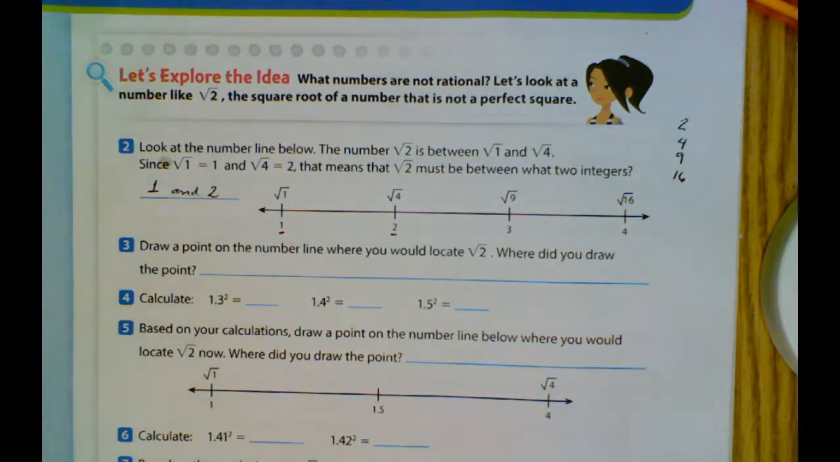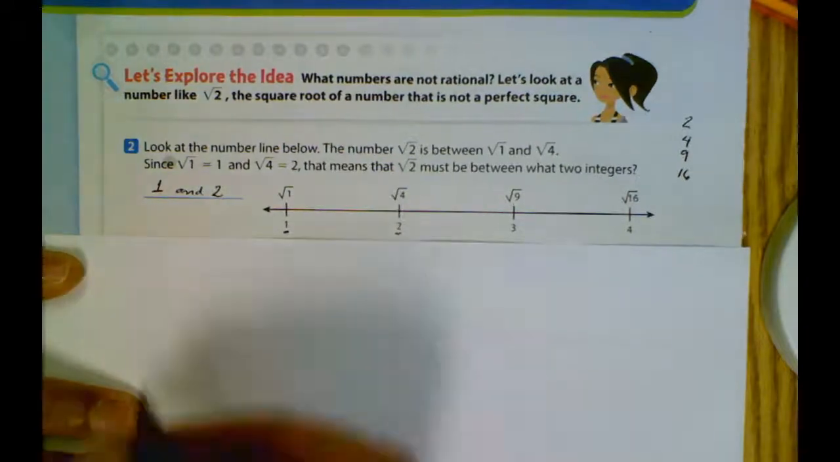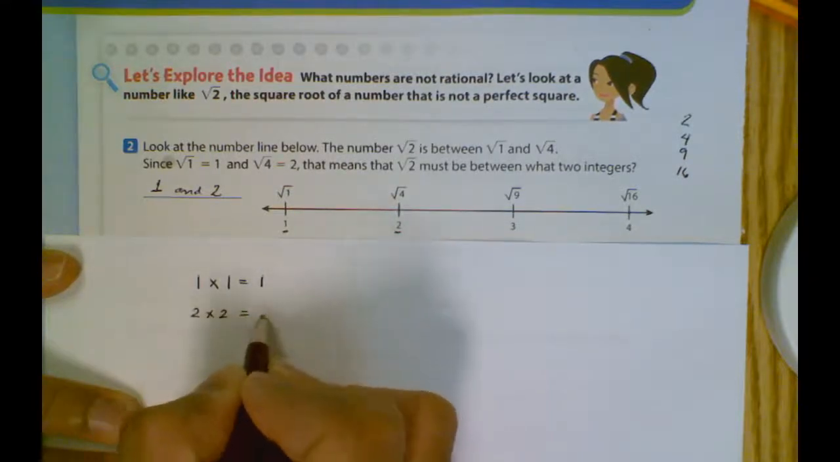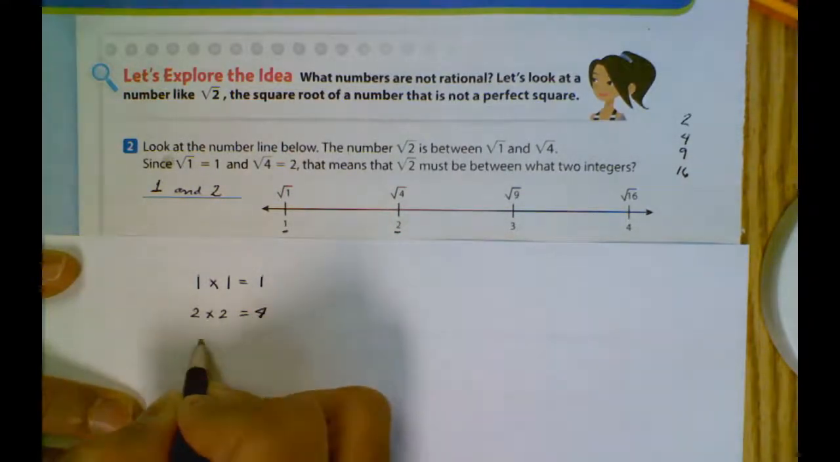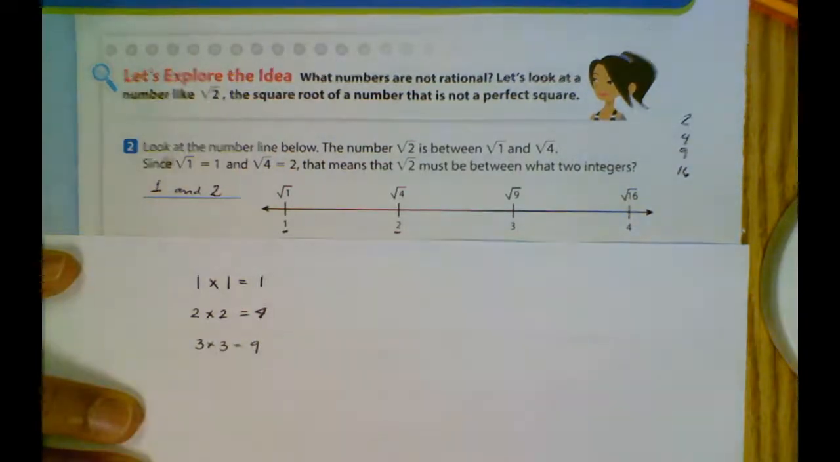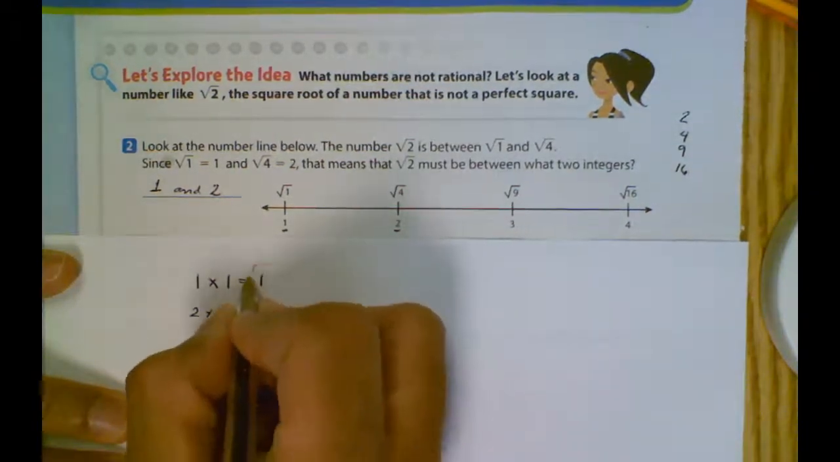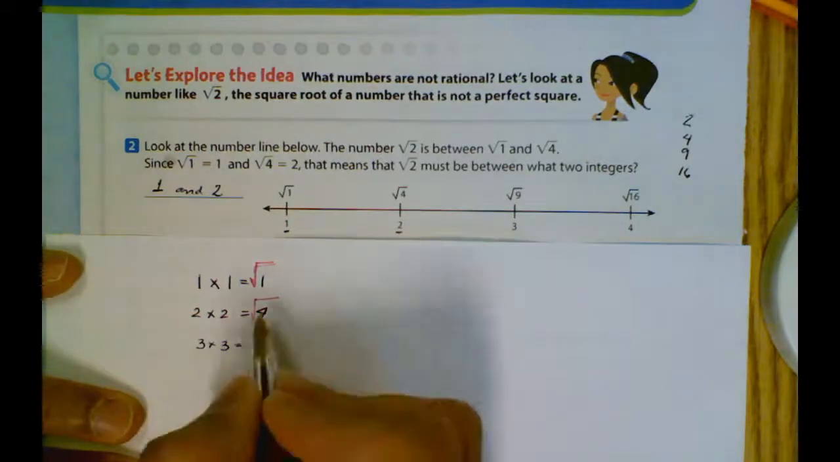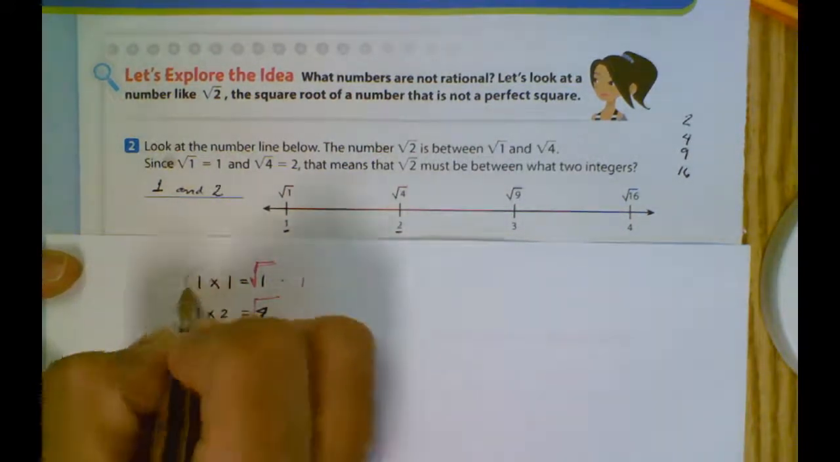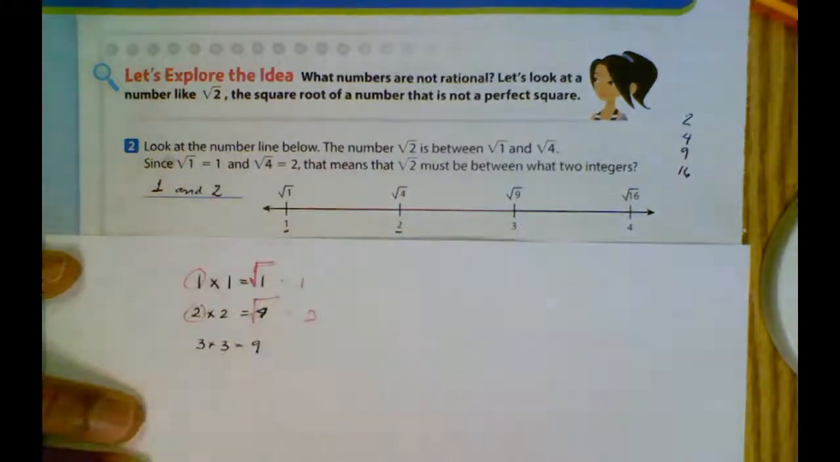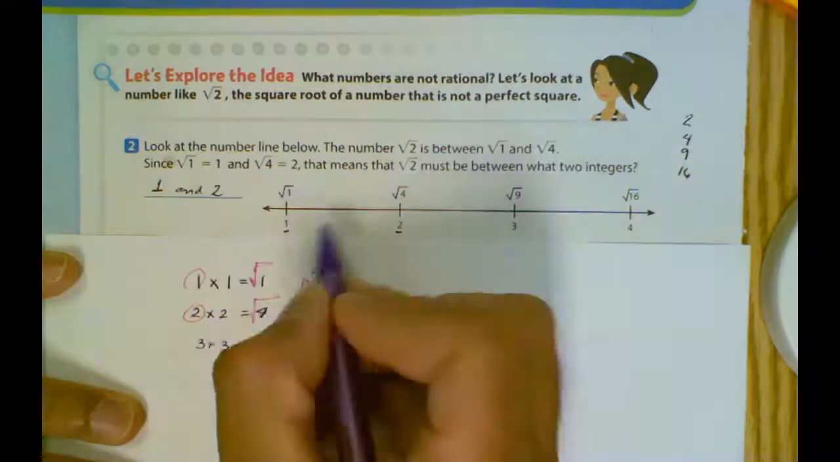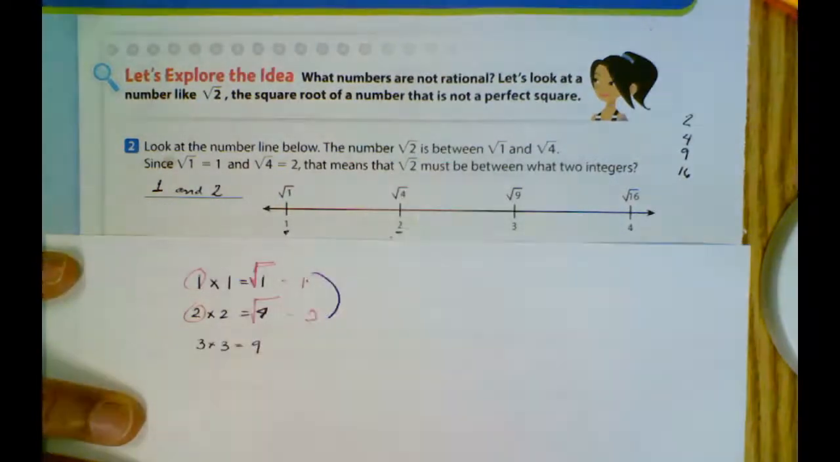Okay, how do I prove it in this case? Well, remember, I'm going to use this piece of paper I did yesterday: 1 times 1 equals 1, 2 times 2 equals 4, 3 times 3 equals 9. So in this case you have the square root of 1 and the square root of 4, and we mentioned that this one equals 1, this one equals 2. So the square root of 2 must be between the square root of 1 and the square root of 4, or 1 and 2.